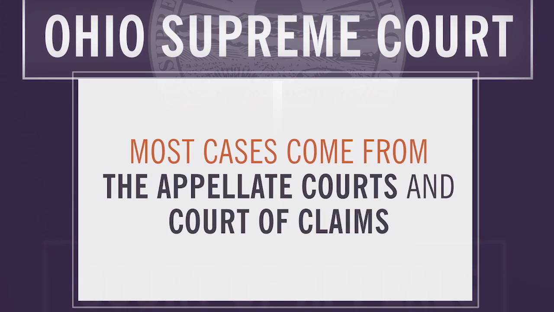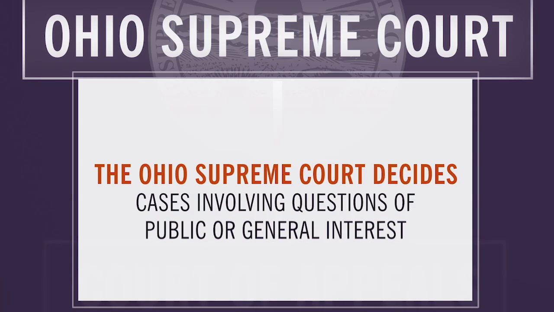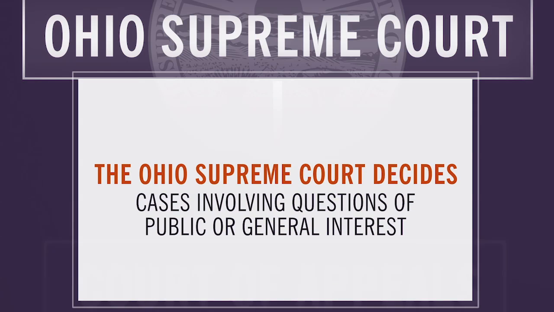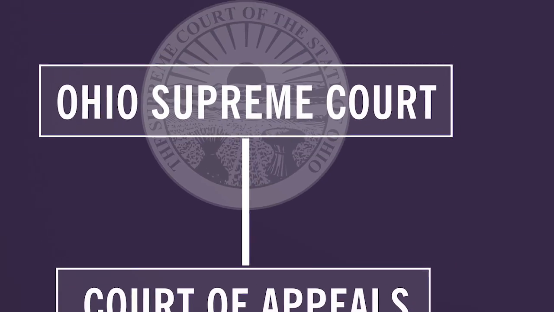The Ohio Supreme Court primarily decides constitutional questions, cases involving questions of public or general interest, and all criminal appeals where the death penalty has been imposed. The justices also decide if they will hear other criminal and civil appeals.